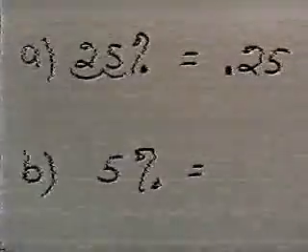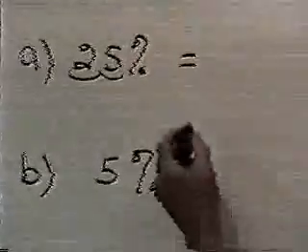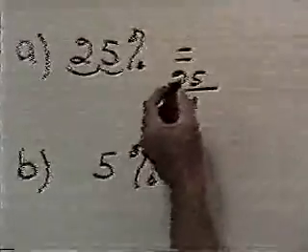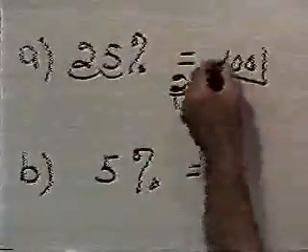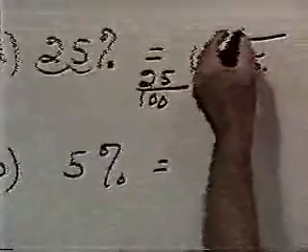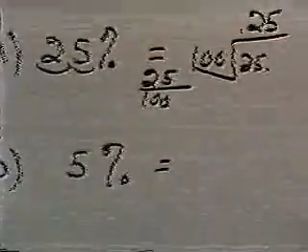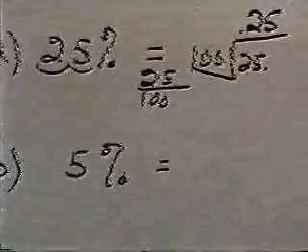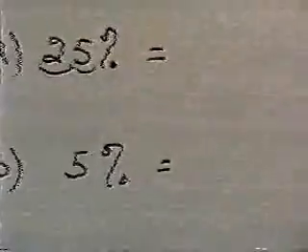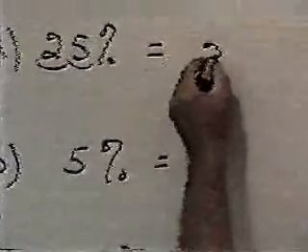Let me show you why briefly, and the rest of them we'll just do the mechanical work. 25% is the same thing as 25 parts to 100. So if I do 100 divided into 25, I get 0.25. So if you divide that, that's how you get that. But the mechanical method is just take this and move it 2 places.